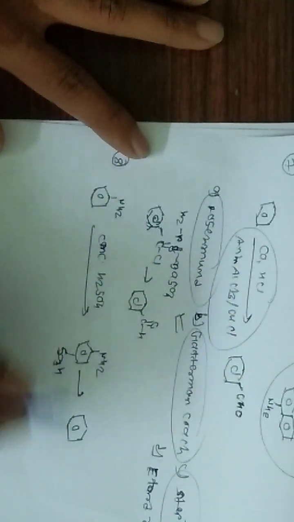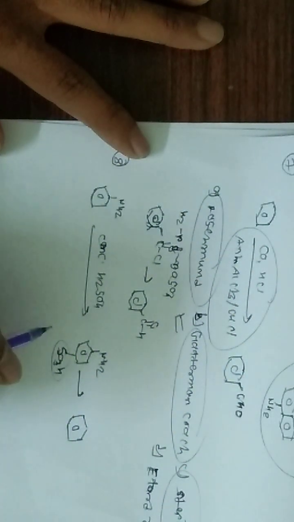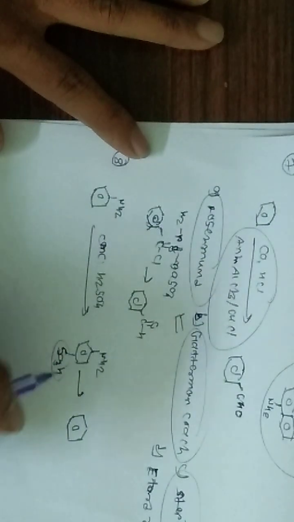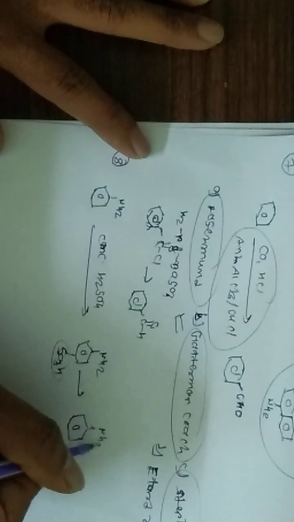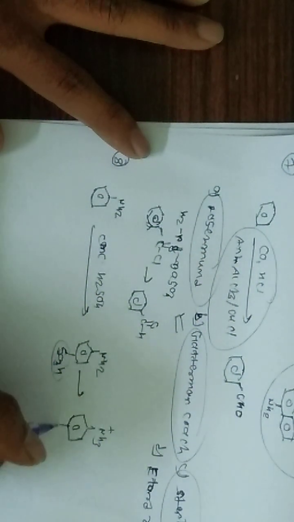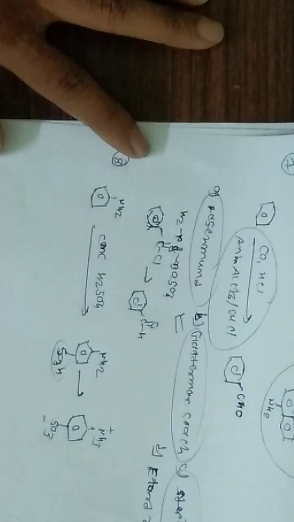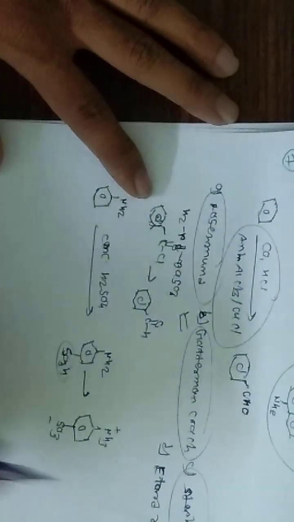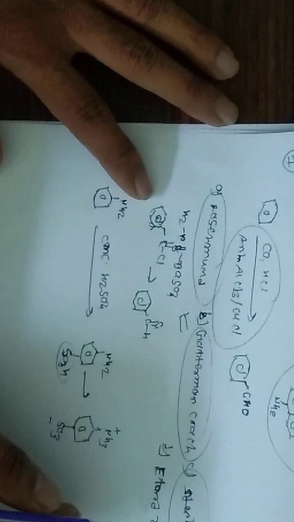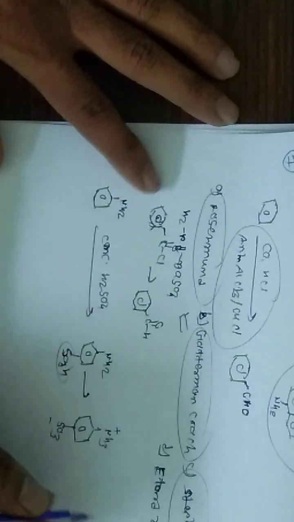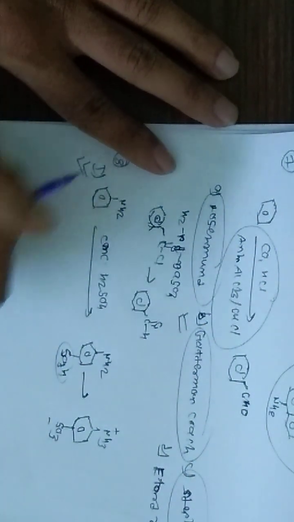Because NH2 is basic and SO3H is acidic, this base takes H+ from there, so here it becomes NH3+ and here SO3-. This is the zwitterionic form, but it gives a positive Lassaigne test, that is blood red color. So the first statement is correct.